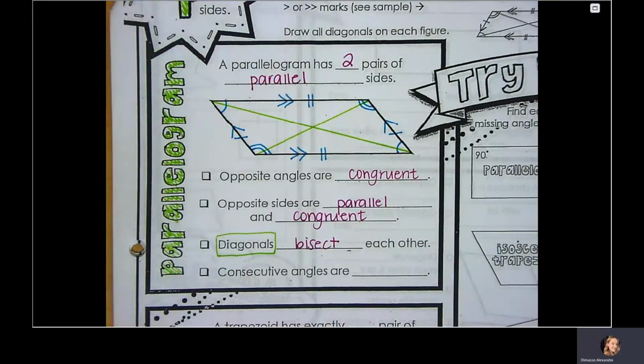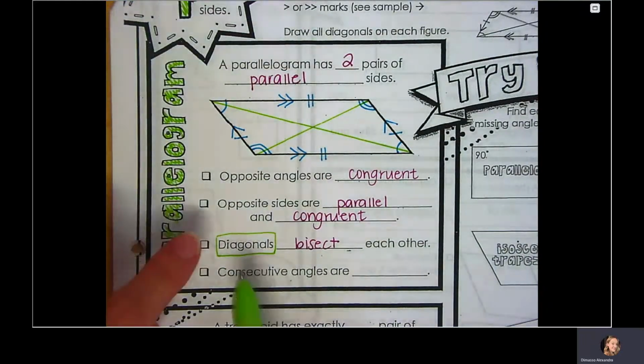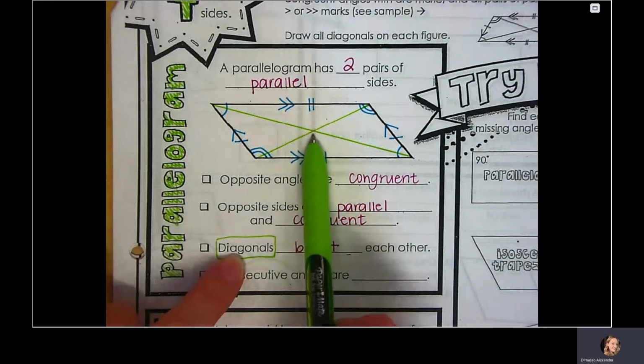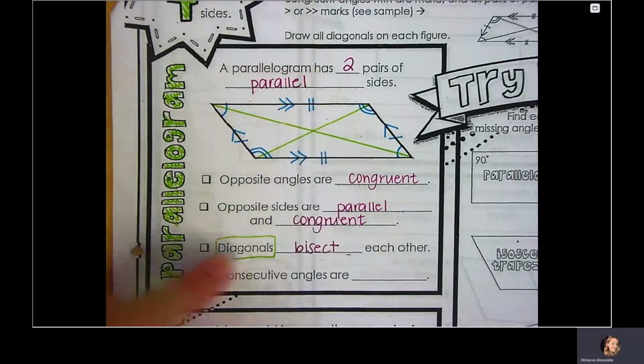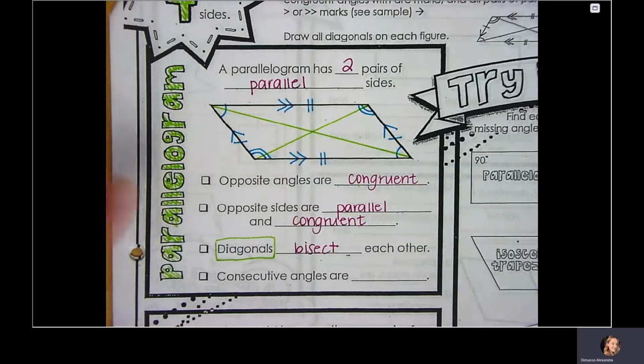If you're going to color code your diagonals, I like to circle my word diagonal in the same color that I drew it in. That way I can look back and know that that's a diagonal.